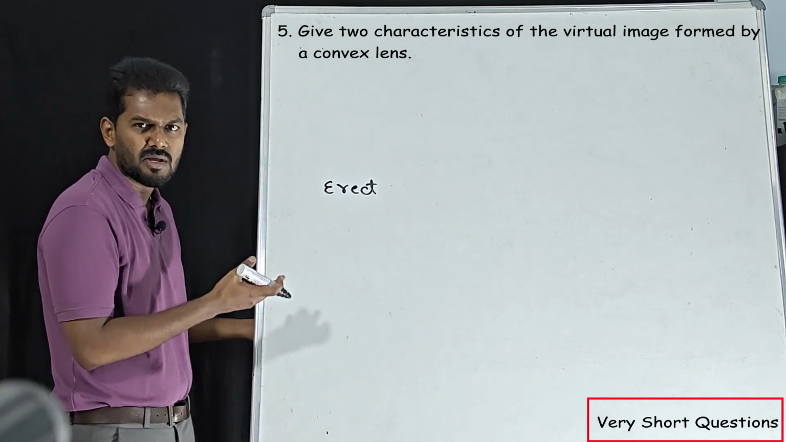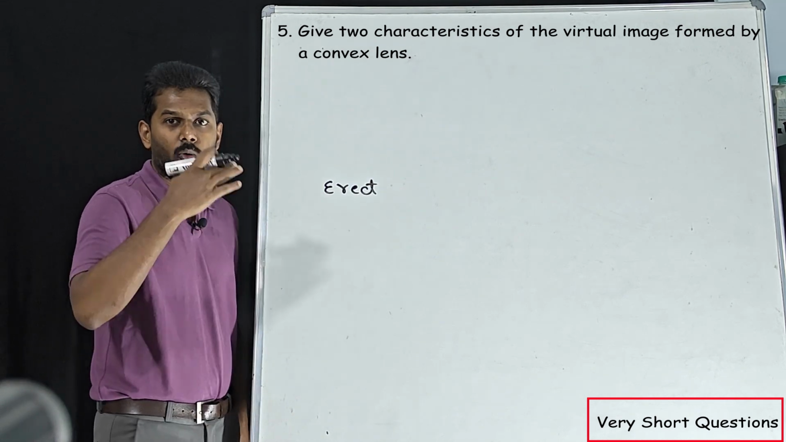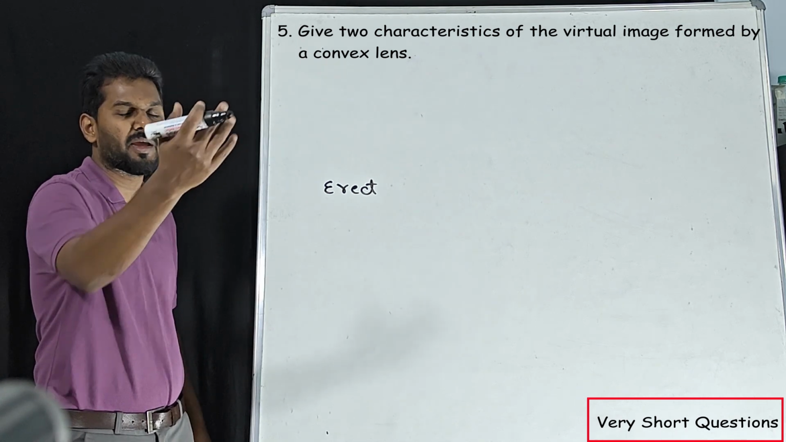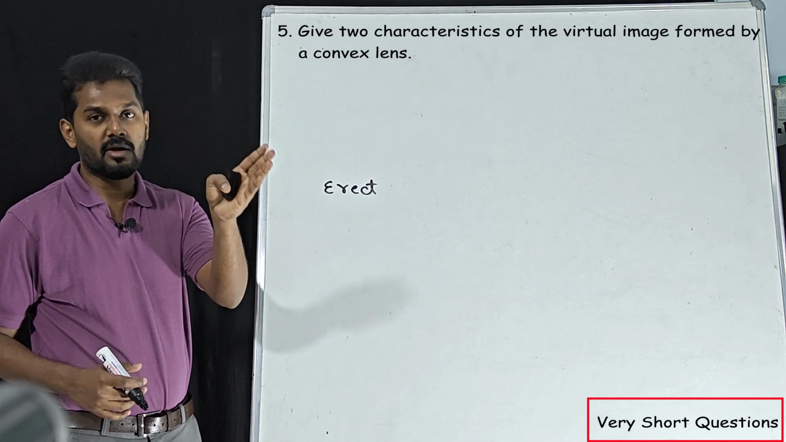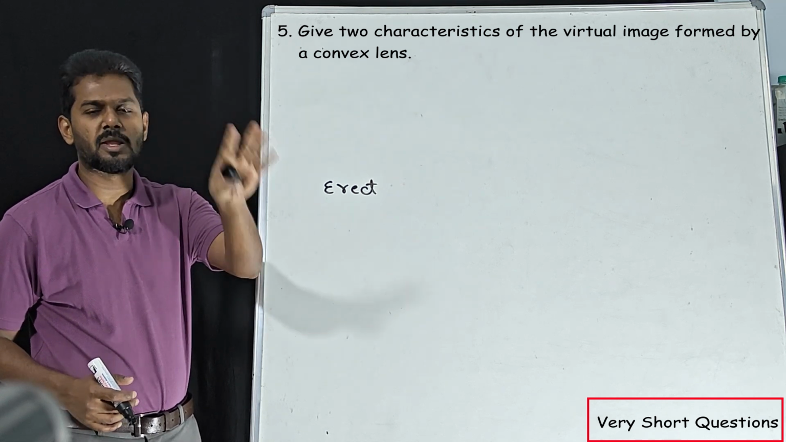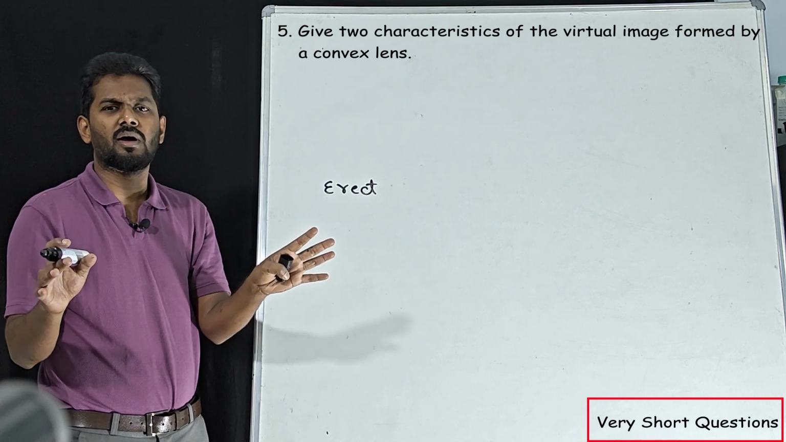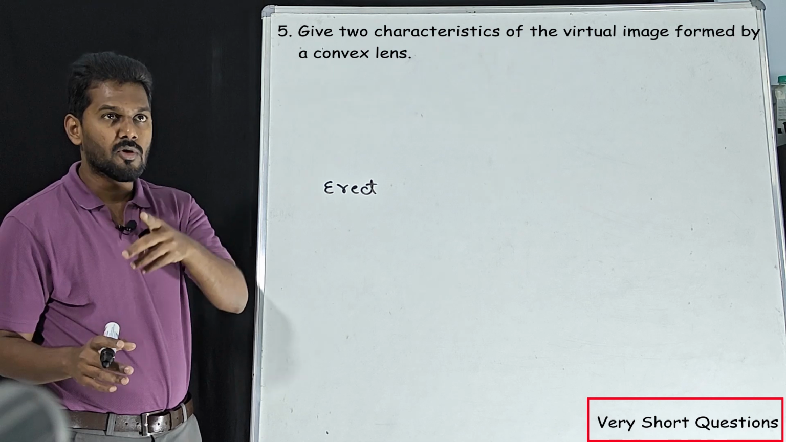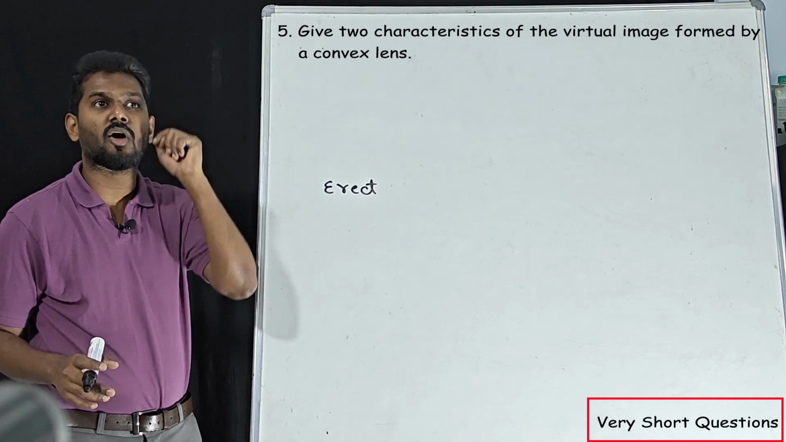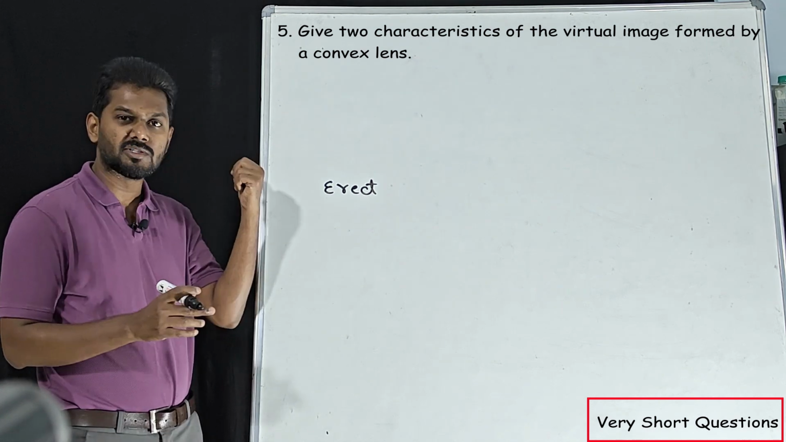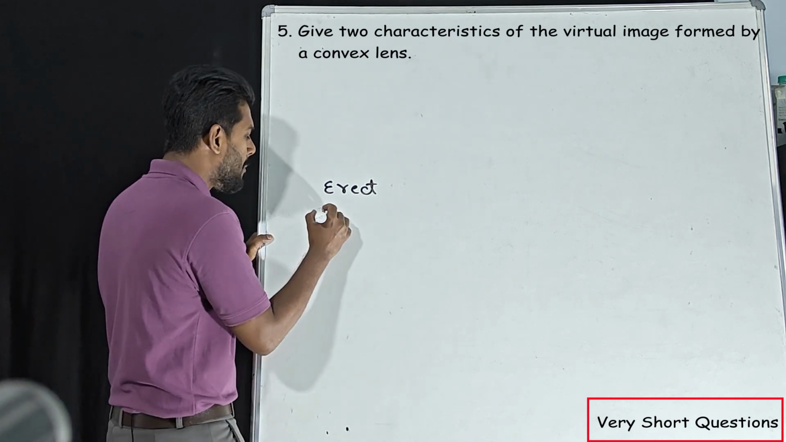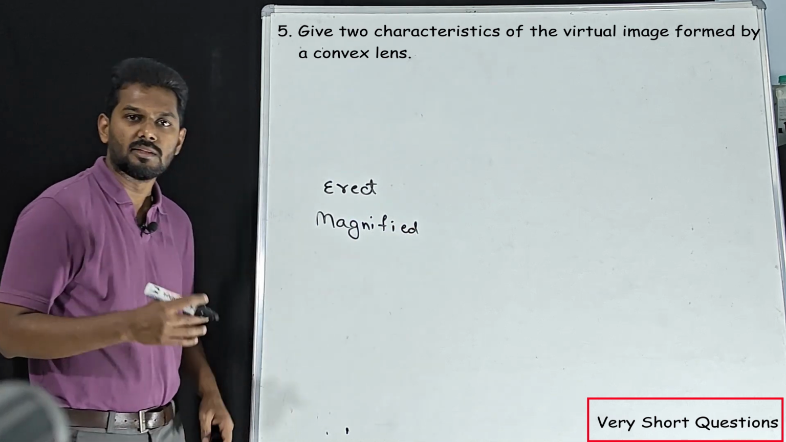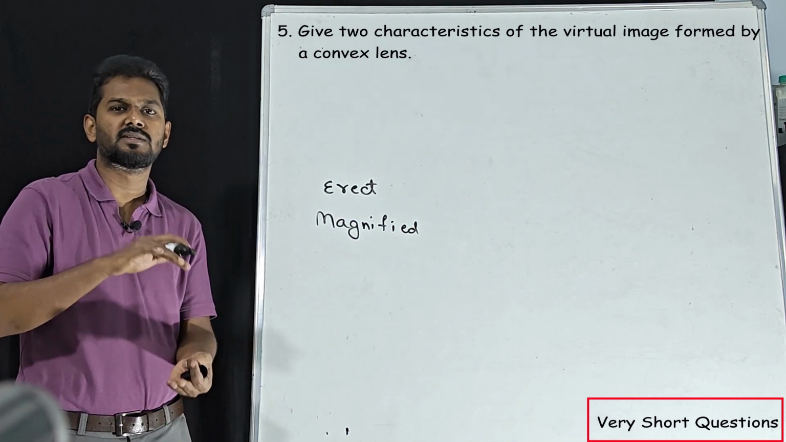If it is virtual, it is always obviously erect, and we know what is the difference between a virtual image formed by convex lens and virtual image formed by concave lens. In concave lens, if it is virtual, it is always diminished. In concave lens, all the images we are going to get is virtual. If it is virtual, obviously it is diminished in concave. But here in this question, we are talking about convex. So in convex lens, even though it is virtual and erect, it will form magnified image. Magnified means the size of the image is greater than the size of the object.